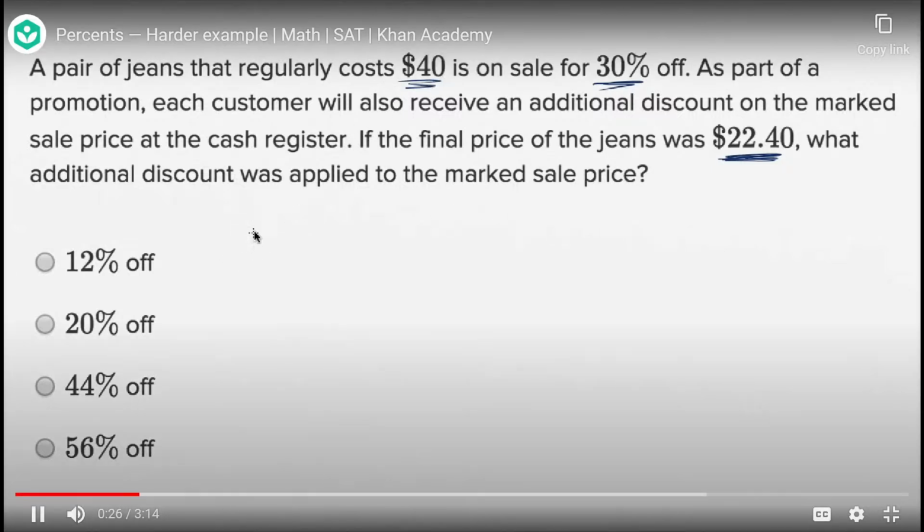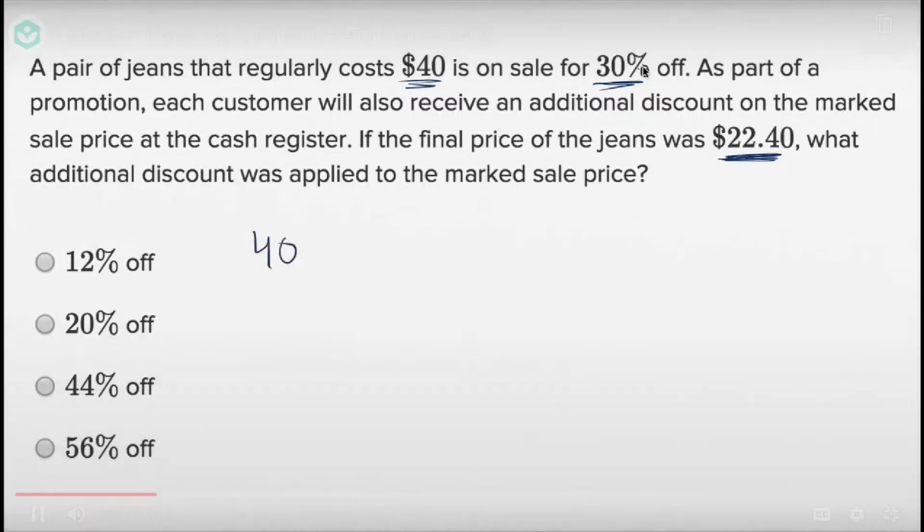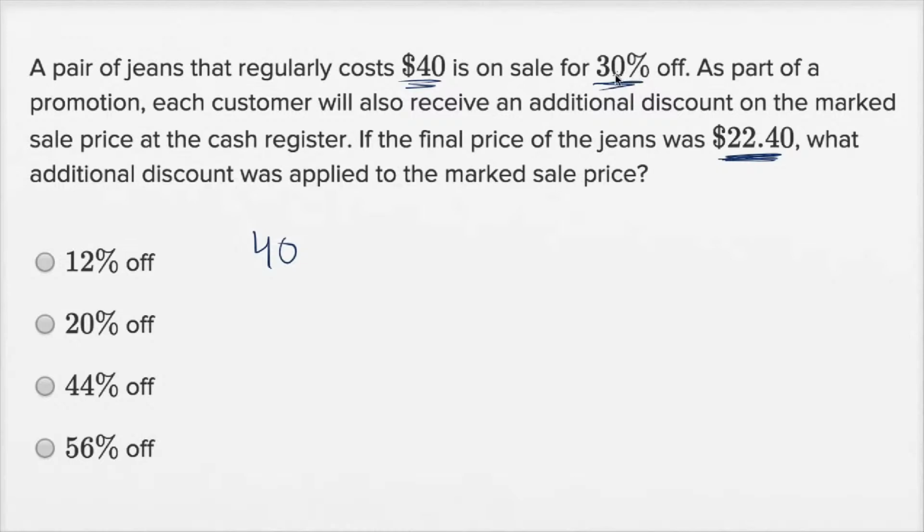All right, so the regular price is $40. We're going to assume everything is in dollars. It's on sale for 30% off. Well, if you're 30% off, that means it's going to cost 70% of the regular price. So let's put 70% of 40. So let's multiply that times 0.7, which is the same thing as 70%. 40 times 0.7, that's going to be equal to $28.